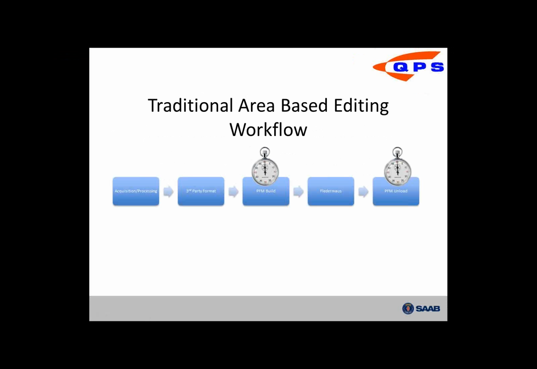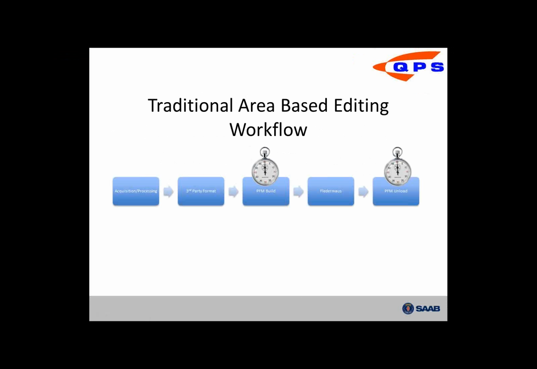So I'm just going to do a little review leading to where we currently are. If we look at our traditional area-based editing workflow, we start with an acquisition or processing package, then move into a third-party format. From there, what we've always done before is a PFM build, which is our structure for area-based editing. Then you could go into Fledermaus, do your editing, work with Cube, run some filters, do what you need to do. After that's complete, we would do a PFM unload operation that would put the edits, your flagging, back into that original third-party format, and you can move ahead with your workflow.